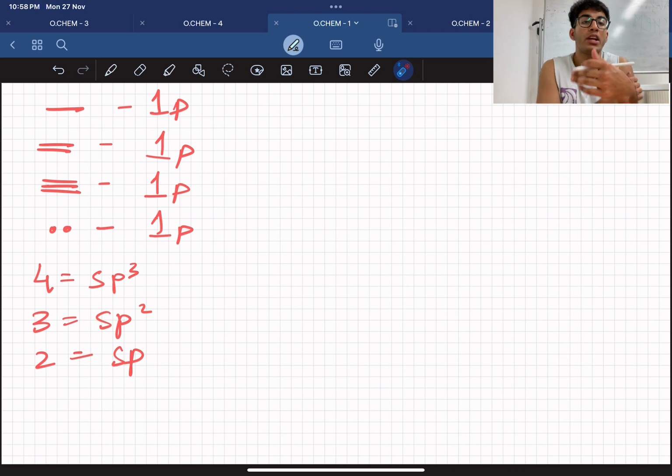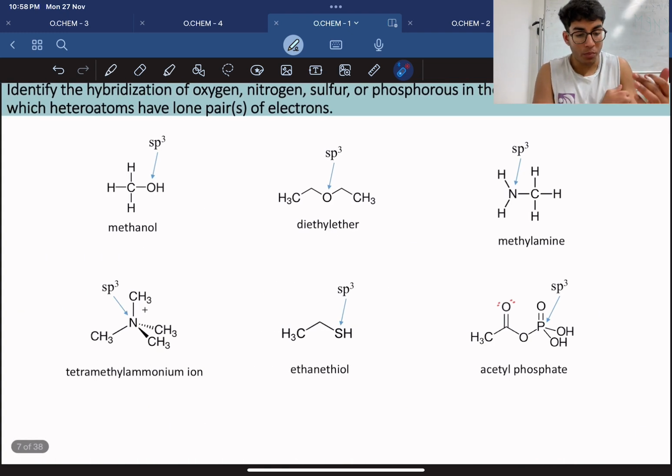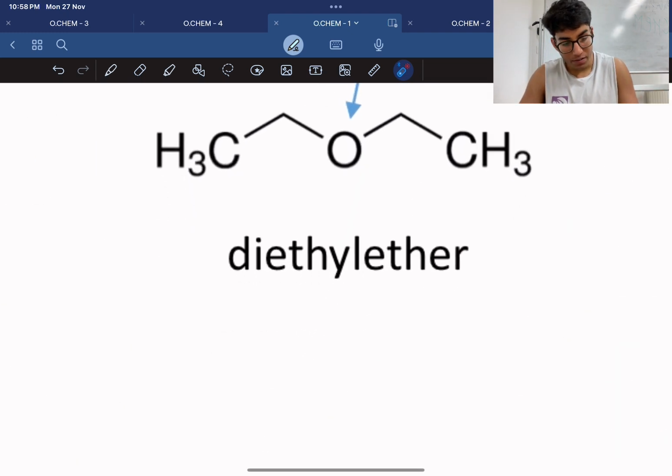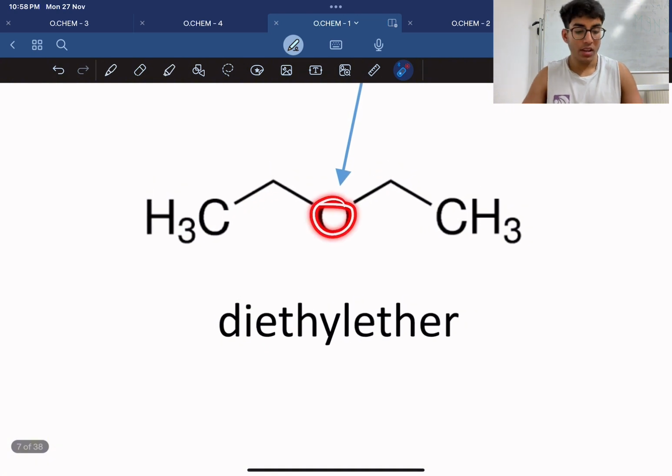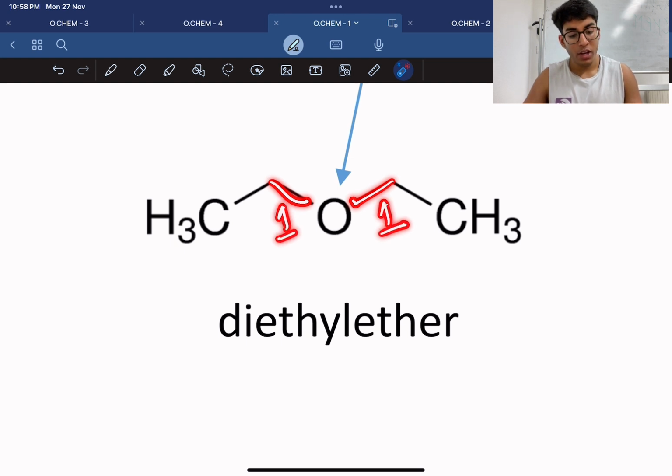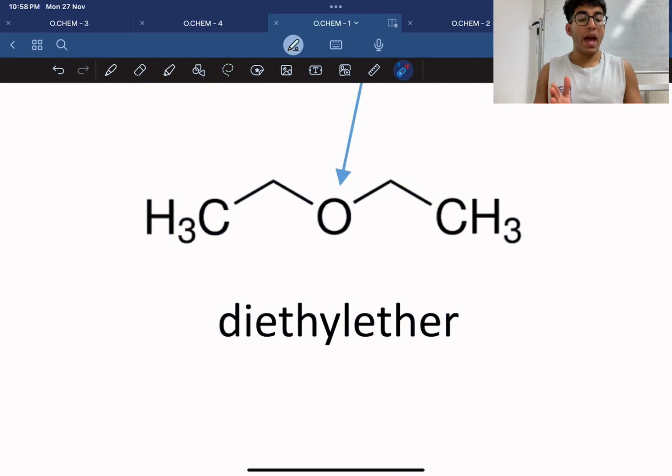Now let me go on to some complicated compounds and you'll understand. Here, this clearly has 1 bond here and 1 bond here. So 1 point here, 1 point here. So it's sp, right? No, it's not sp. Let me tell you why. First, you have to look at the periodic table.